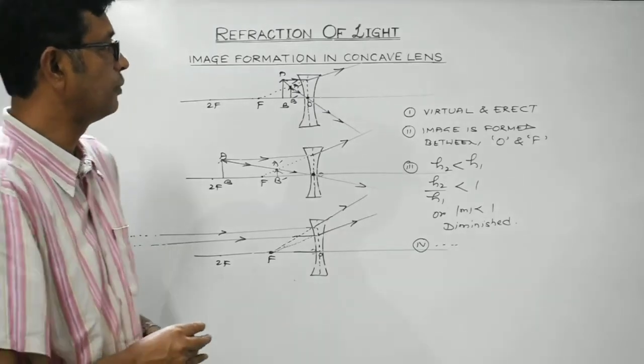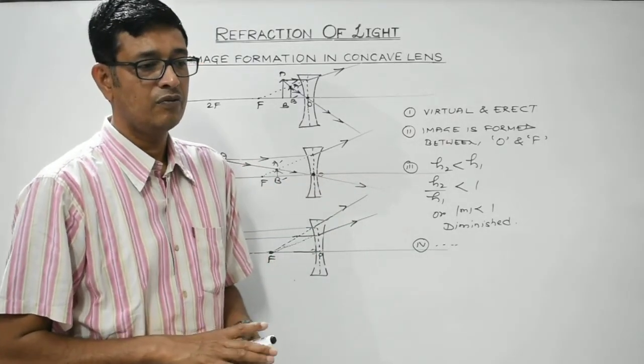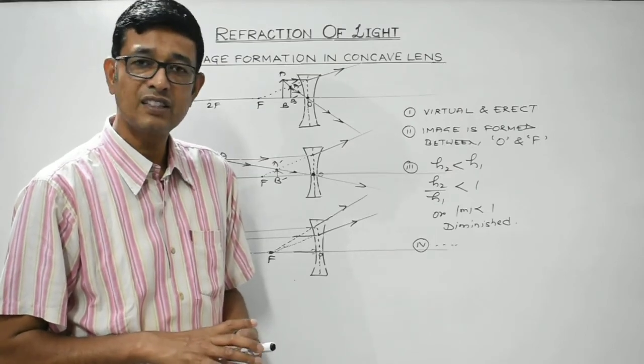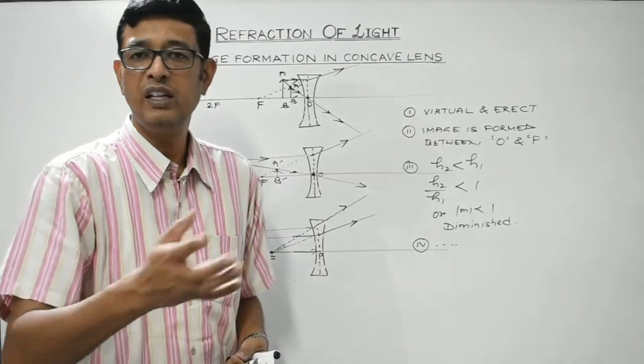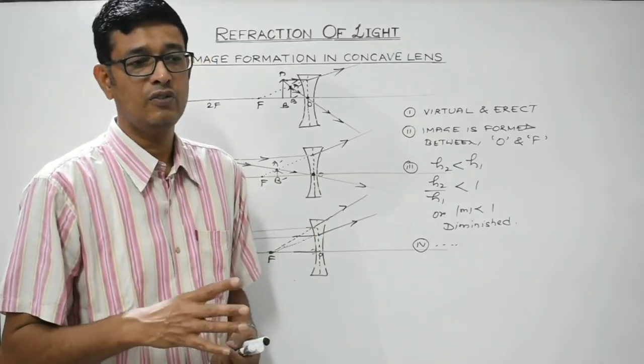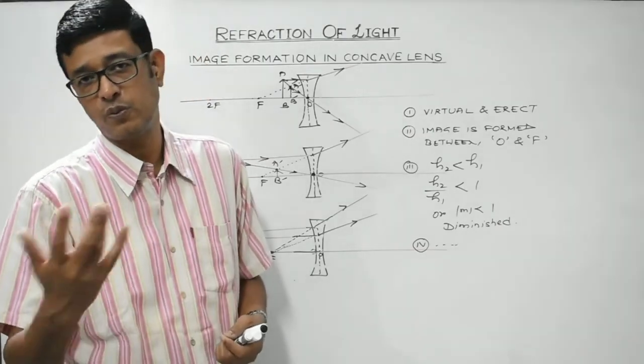So, students, I hope you have understood this topic completely. In the next session, we will discuss lens formula. A lens formula is a mathematical relationship between U, V and F. Right? And then we'll also try to obtain an expression for the linear magnification in terms of the object distance and the image distance.